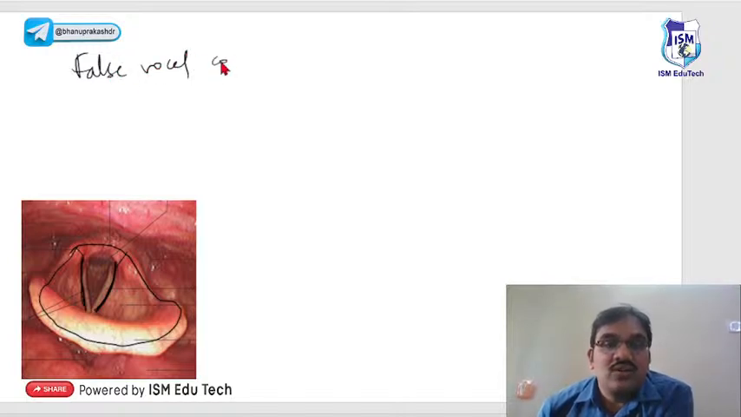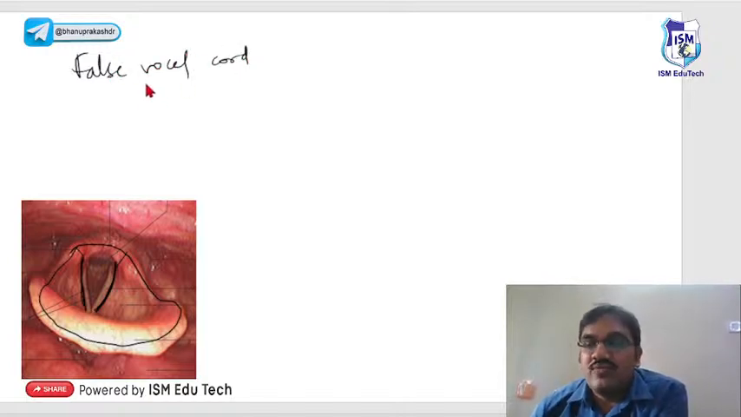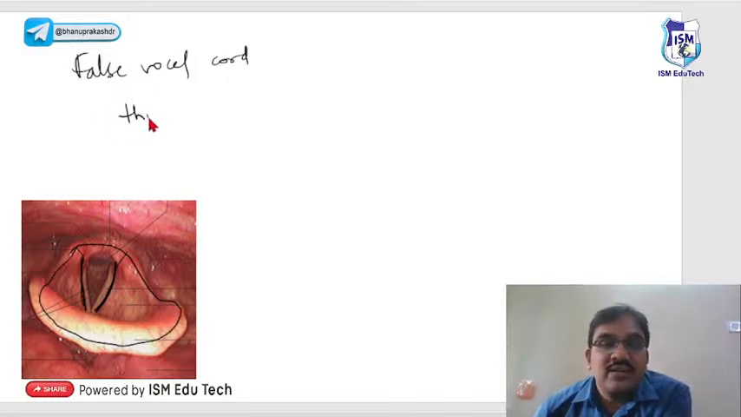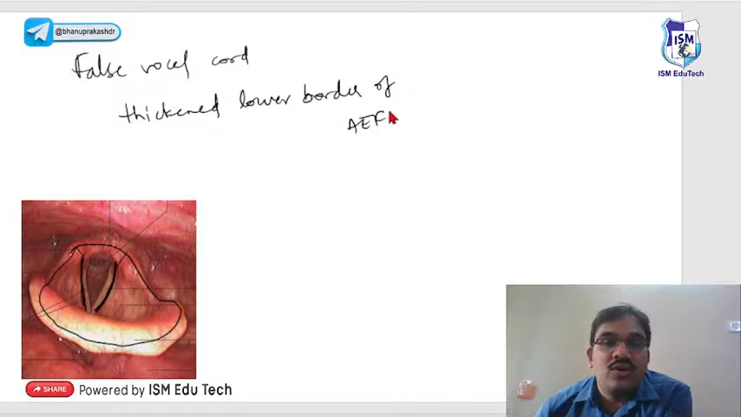What is your false vocal cord? Okay, what do you mean by false vocal cord? It is the thickened lower border of the aryepiglottic fold, right? So these are the false vocal cords. You can see the structures lying below, these are the true vocal cords. Still down below to these false vocal cords, you can see true vocal cords lying below. False vocal cords will be lying above.